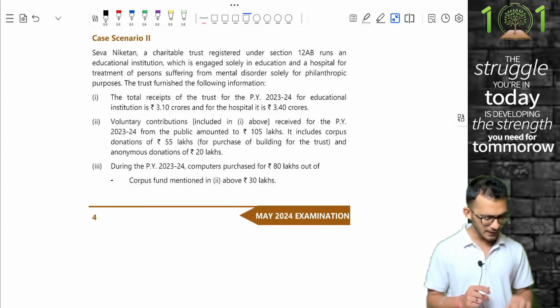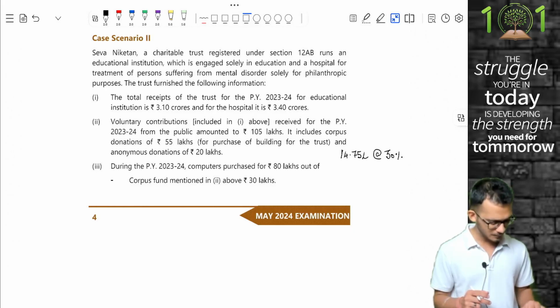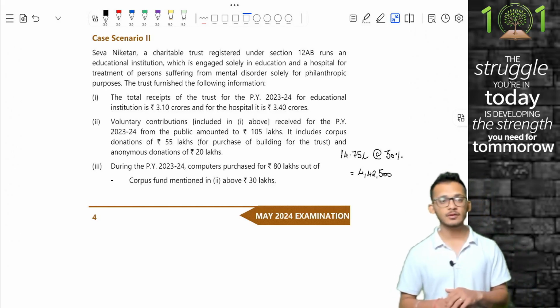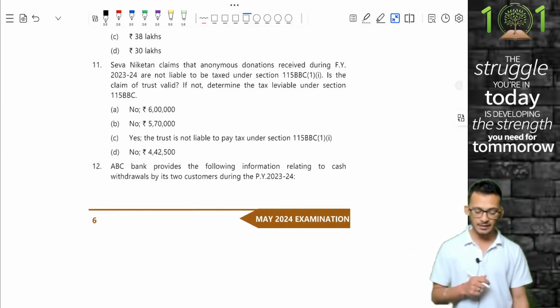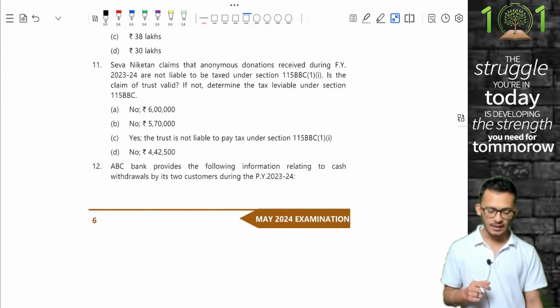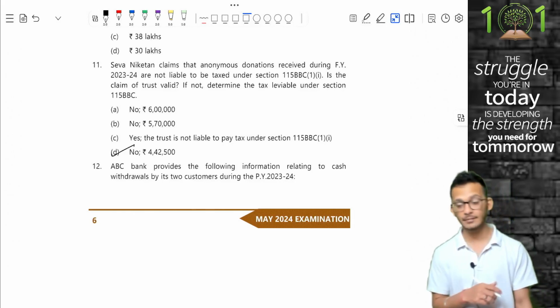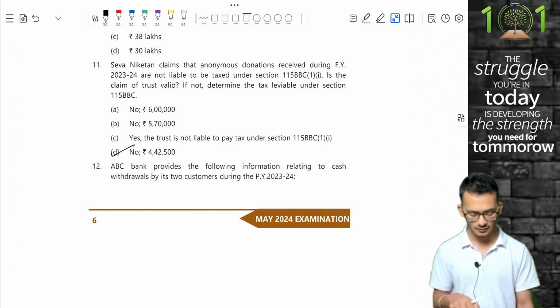The total anonymous donation he got is 20 lakhs, which means his anonymous donation taxable at the 115BBC rate is 14.75 lakhs. This 14.75 lakhs will be taxable at the rate of 30%. The number becomes 4.425, so 4,42,500 rupees. Check question number 11. It says Seva Niketan claims that anonymous donation received during the year is not liable to be taxed. Is the claim of the trust valid? Answer is no. If not, determine the tax liable. It is no and 4,42,500. Best way to do a case study is by reading the questions first and then going to the case study. You will get a better grip on things.